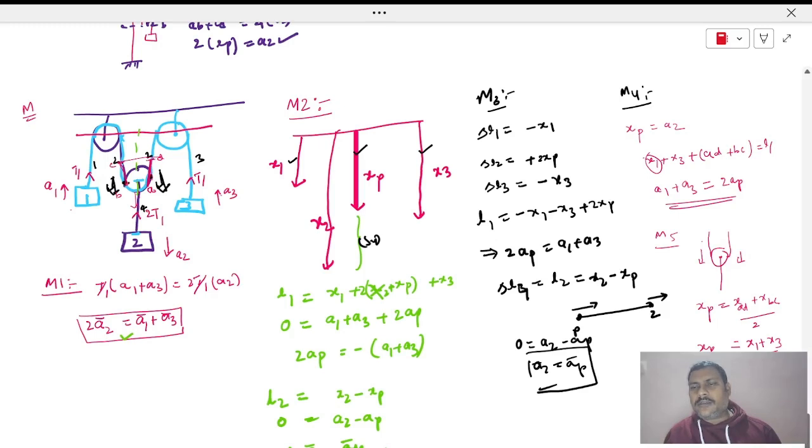So these are the methods to write the constraint equations for different diagrams: tension method, displacement method, segment method, motion of the points on the pulley, displacement of the points on the pulley, and shortcut method. So these methods. So thank you. I'll give the explanations in the next video.